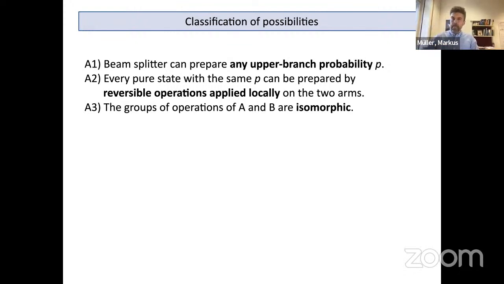Related to this point, to the question of Marius, Jonathan Oppenheim asks in the chat, why do the operations have to commute with each other? The TA and TB? I don't know if he wants to say more.